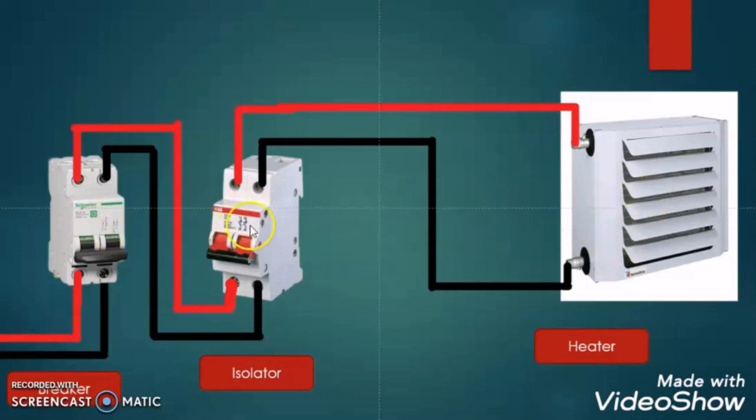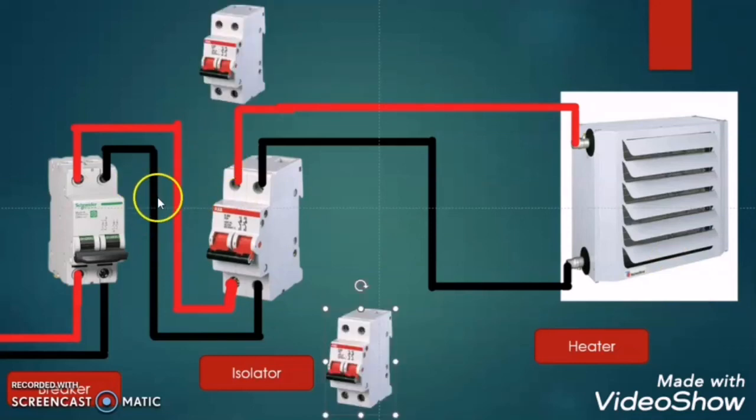The other advantage of the isolator is that when you turn off the isolator, then if there are any trapped charges in the load, they will discharge, and when you are going to do any maintenance for the load, you will not get shocked due to these trapped charges. There is another advantage also to having an isolator.